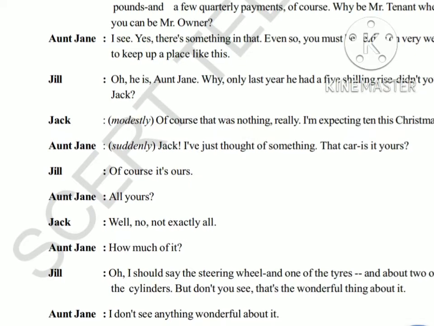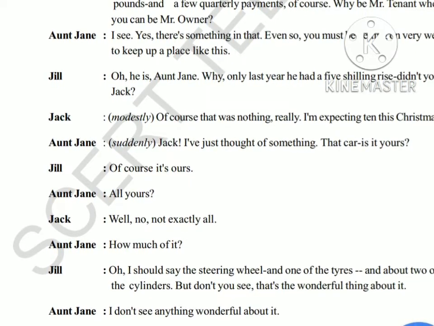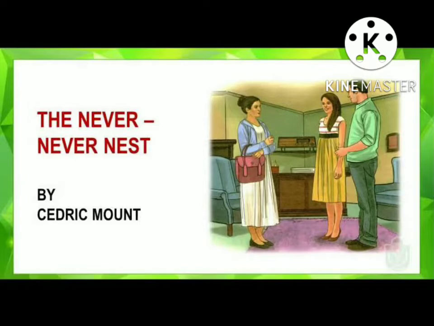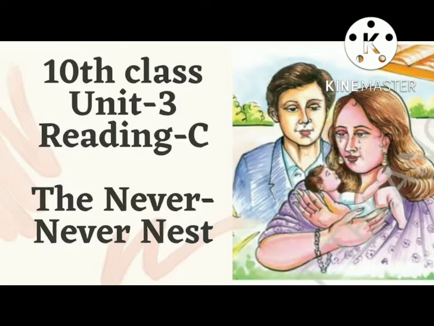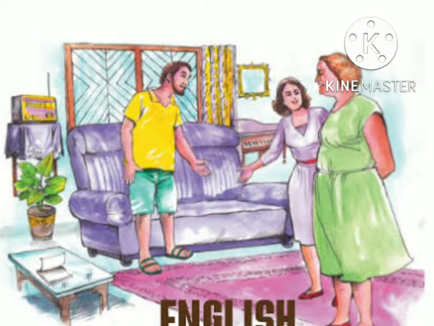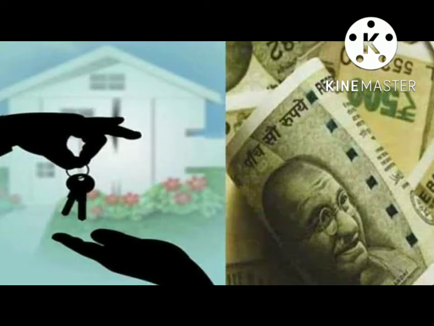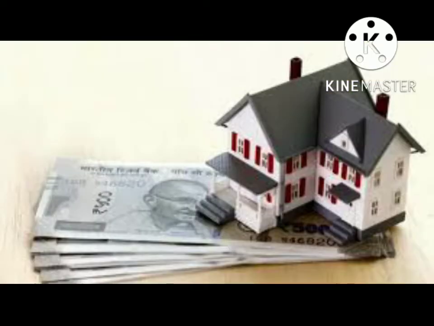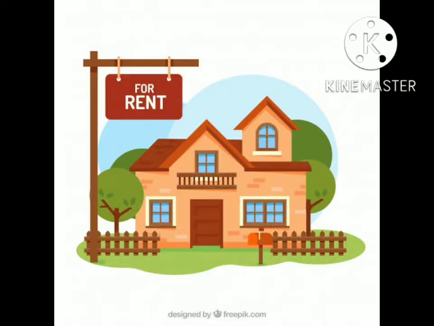Actually, then Aunt Jane slowly understood that Jack and Jill had everything, but nothing really belonged to them. They bought everything they had on an installment basis only. Only a steering wheel of a car, a wheel and two cylinders had been paid for. Till now that much only is paid. A bulk of the amount is remaining to be paid in installments or monthly.